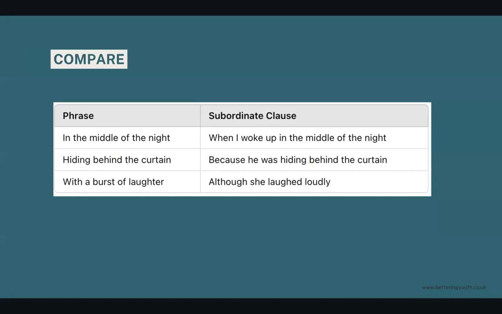Phrase: hiding behind the curtain. It has a verb, but it doesn't tell me what's hiding behind the curtain. Subordinate clause: because he was hiding behind the curtain. Because is our I saw a wubub. He is our subject, and hiding is our verb. Go on, pause the video, and either do it yourself so you can see and identify just how much you understand, or ask your child to do it themselves and see where they fall.